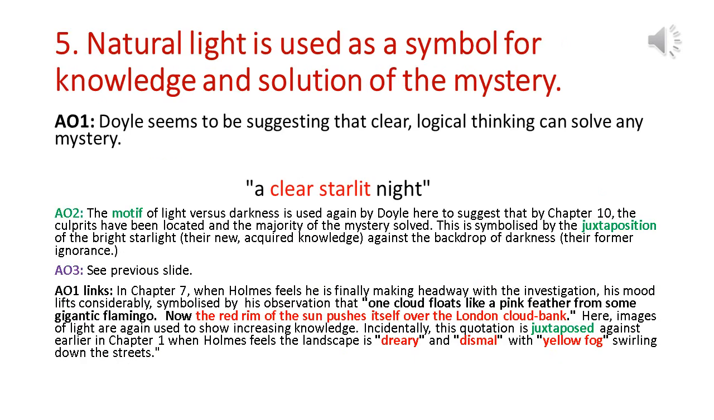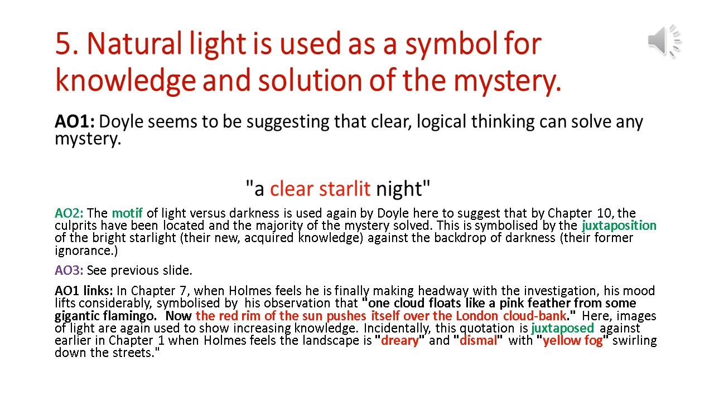Okay, so the fifth and final point that you might make in an essay about setting is that natural light is used as a symbol for knowledge and solution of the mystery. So Doyle seems to be suggesting in chapter 10 that clear logical thinking, so the thinking of Holmes, can solve any mystery. So in chapter 10, we're told that it is a clear starlit night.